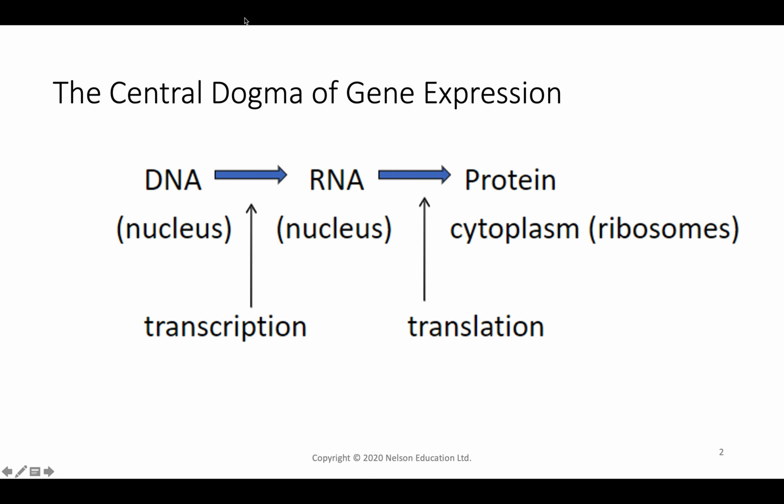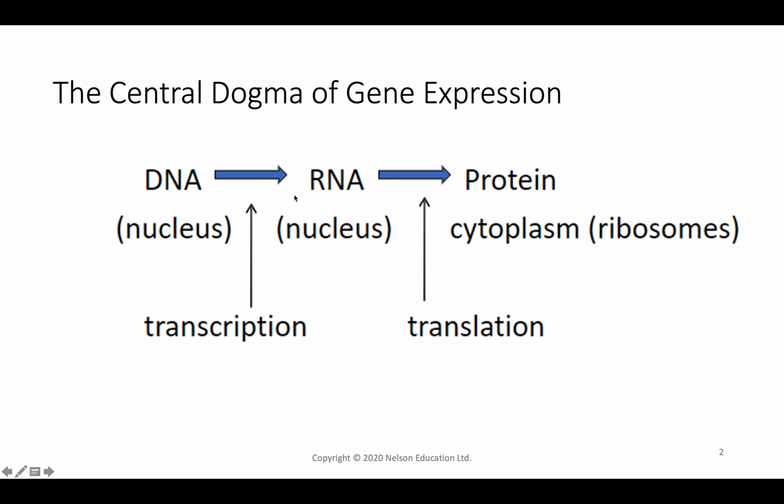This here is what's called the central dogma of gene expression, namely that DNA, which resides in the nucleus, creates RNA, which still is in the nucleus but is able to be transported out of the nucleus into the cytoplasm where it makes protein. So DNA makes RNA, RNA leaves the nucleus and makes protein in the cytoplasm.